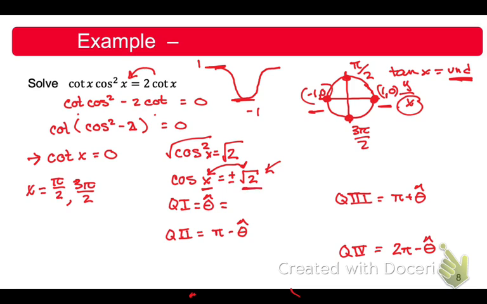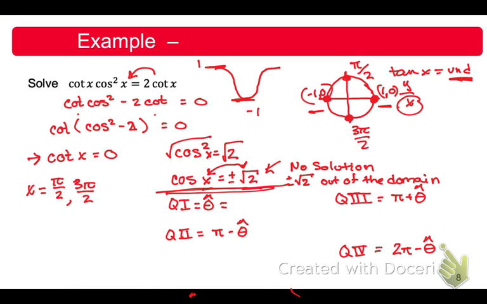What's the square root of 2? Is it greater than 1? Yeah. So is that in the domain? No. So for this, my answer here is no solution. Square root of 2, or plus or minus square root of 2, is out of the what? Domain. And that is your answer. I have to write no solution, plus or minus square root of 2 is out of domain.